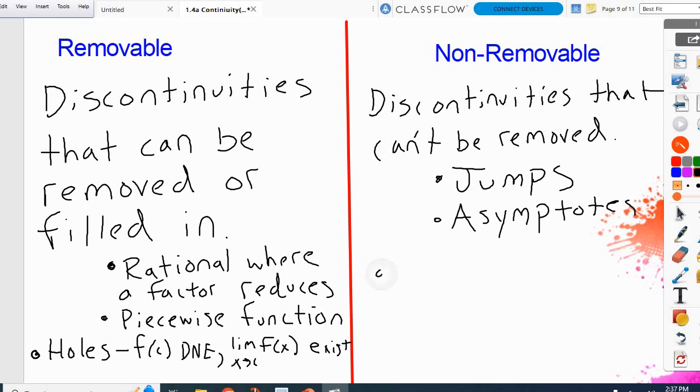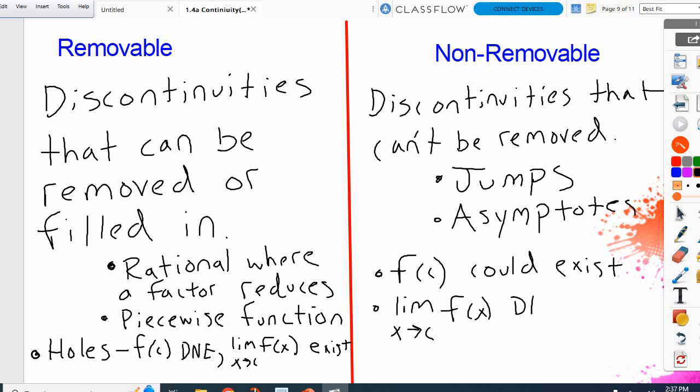So for these ones, it's important to note that f of c could exist, because if it's a jump, like a break in my graph, one side could be going to something and the other side could be going to something else, but there could be an open circle and a closed circle. So it could exist, but our limit as x goes to c of f of x does not exist.